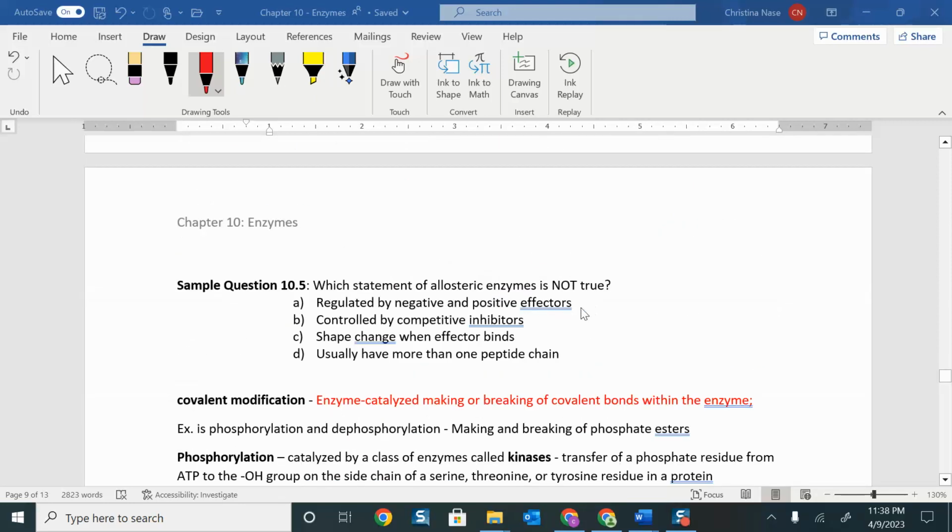That's true. Is it controlled by competitive inhibitors? Not really. So it's not controlled by competitive inhibitors. These are going to bind at sites other than the active site. So somewhere else, it will change the binding site, but it's not going to compete with the substrate directly. It's not going to be this one. Shape definitely is, for C, shape is going to change when the effectors bind. And yes, there are usually more than one polypeptide.